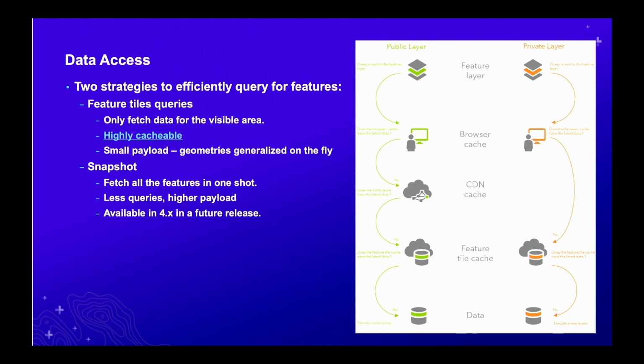We will work on this for a future release, and basically we will use one or the other strategy based on your service configuration or your service data. So if you have geometries that are very, very detailed, then we will use feature tile queries. If you have a small number of points that are already very simple geometries, we'll do a snapshot. The numbers are heuristic, so it's like 50,000 points. 50,000 points, it's fine, we'll do a snapshot. If it's like 200,000, we're going to go with feature tile queries.